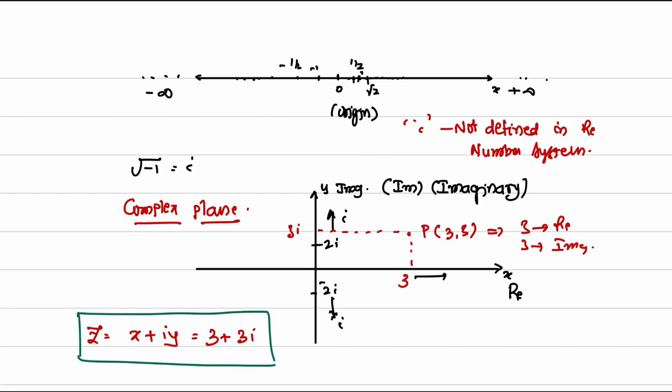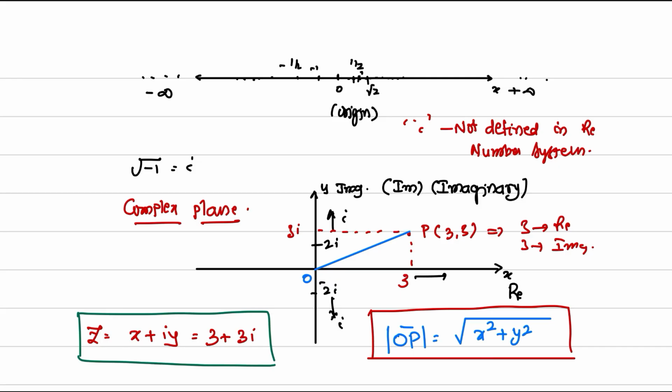The modulus of z is nothing but the distance between the origin and point P. OP is equal to the square root of x square plus y square. This is another important equation you should understand.